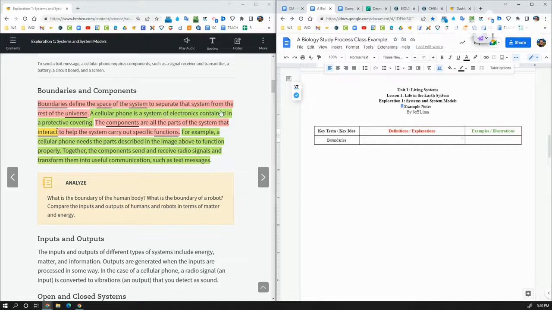I can reread what the textbook says. And I think it's basically a separation between the inside and outside of a system. What's the line that separates the inside and outside of a system? And the textbook actually gives me an example of this. It tells me, for example, that a protective covering of a cell phone is a good example of a boundary.